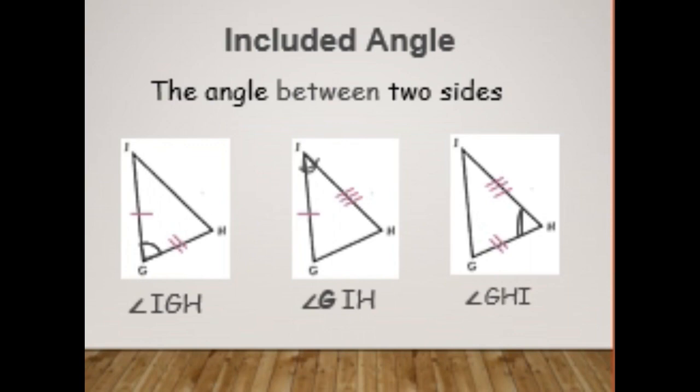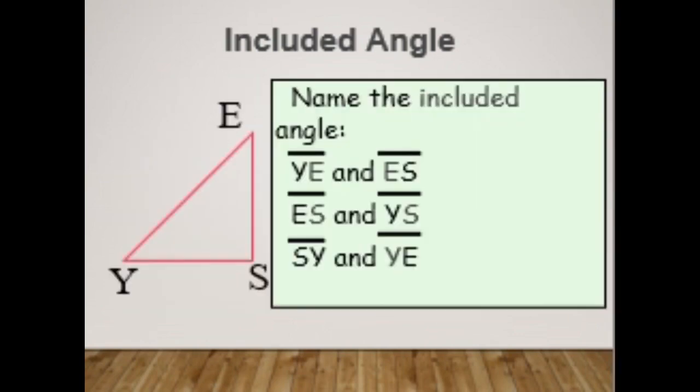Alright, very good. Now, your turn. You need to name the included angle of this given triangle YES. So, first, side YE and side ES. Name the included angle.